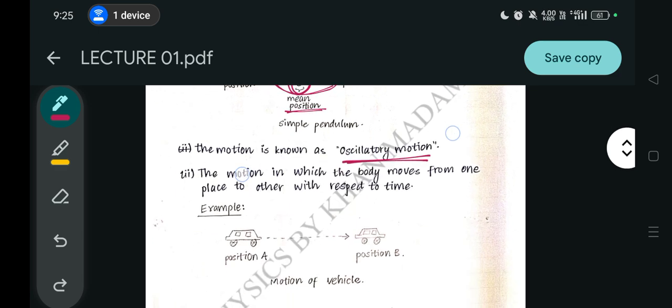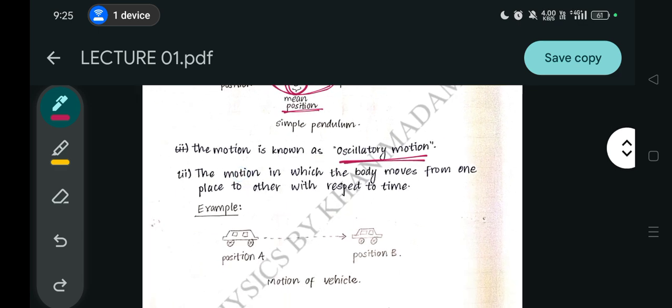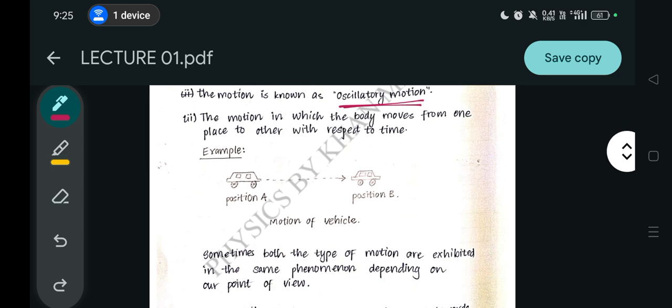Another kind of motion exhibited in our day-to-day life is the motion of a body from one point to another. This kind of motion can be seen where a car or an object moves from point A to point B. Sometimes both phenomena are exhibited at the same time, for example, the motion of a sea wave. The wave appears to be traveling towards the beach, as a motion from one point to another, but it also moves up and down about the mean position.